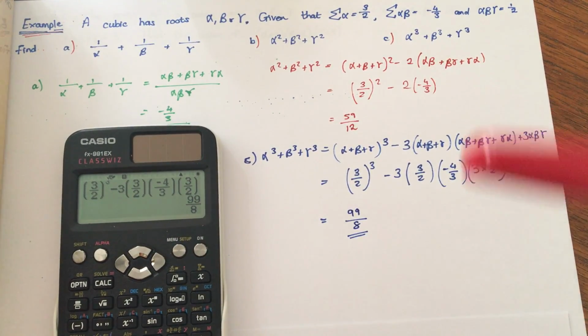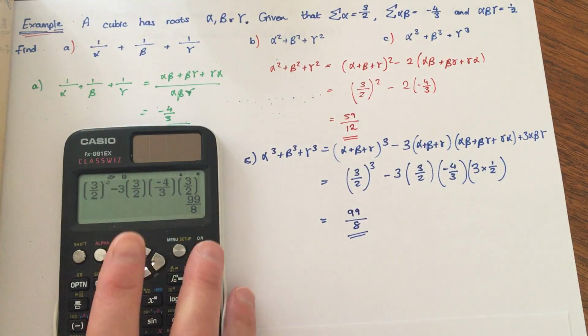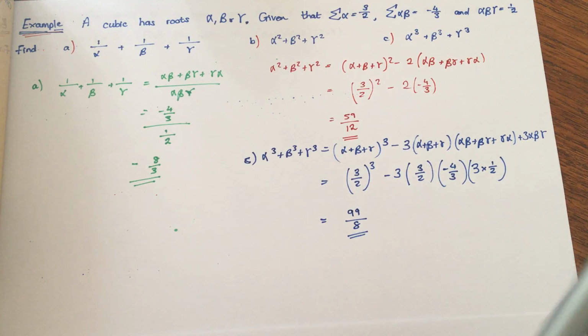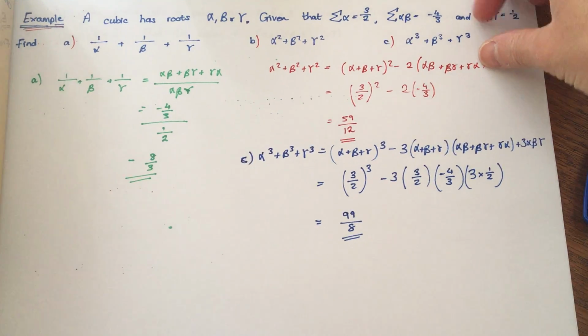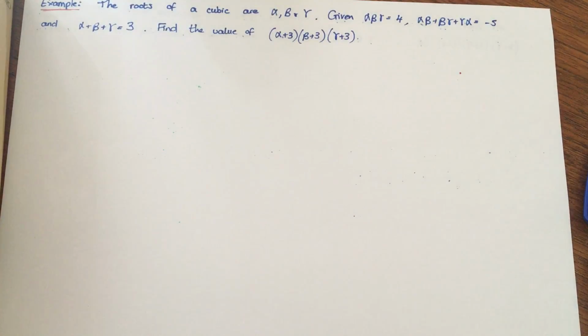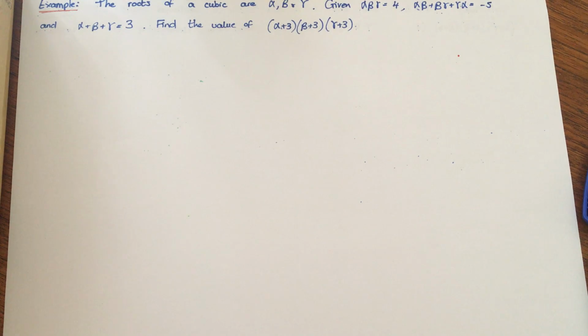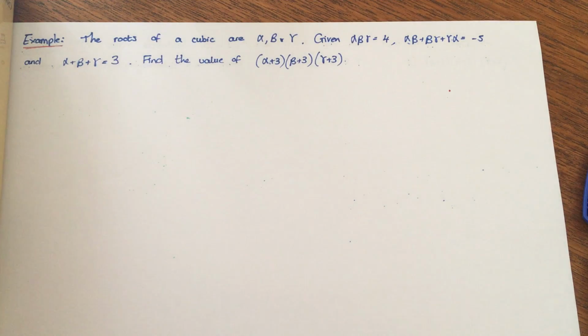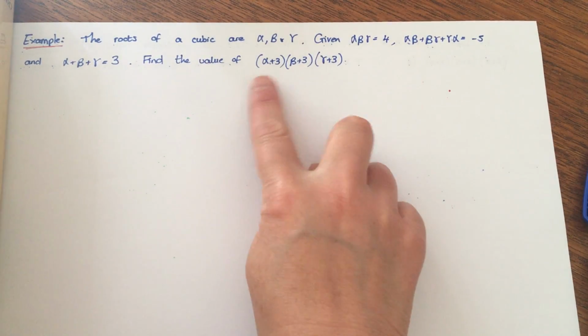Okay, so I hope that makes sense, and you would attempt any other questions like that in the same way. Relate it back to the things that you know. Oh yeah, this was another example from the same section. So the roots of a cubic are alpha, beta, and gamma. Given that alpha beta gamma is 4, and alpha beta plus beta gamma plus gamma alpha is -5, and alpha plus beta plus gamma equals 3, find the value of these here.